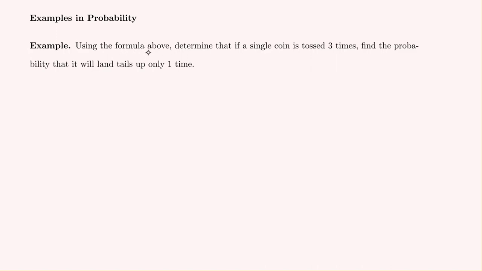Using the formula above, determine that if a single coin is tossed 3 times, find the probability that it will land tails up only 1 time. So let's first classify our event. If you would, read through the sentence again and try to identify what is the event in question. So our event is that out of 3 coin flips, we have tails up only once.